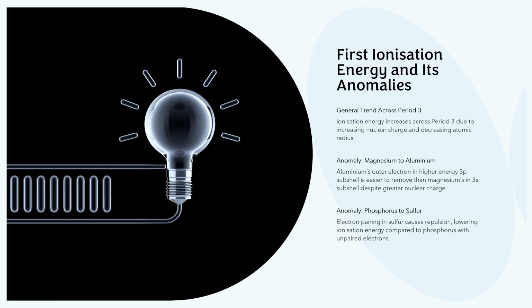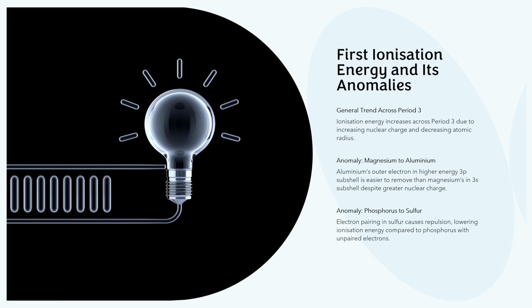The drops from magnesium to aluminium and from phosphorus to sulfur. The drop from magnesium to aluminium occurs because aluminium's outer electron is in a 3p subshell, which is higher in energy than the 3s subshell in magnesium. This electron is therefore easier to remove despite the increased nuclear charge.